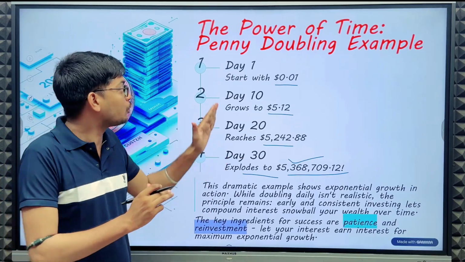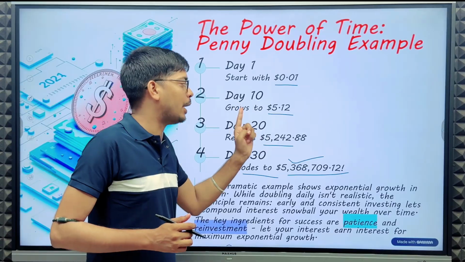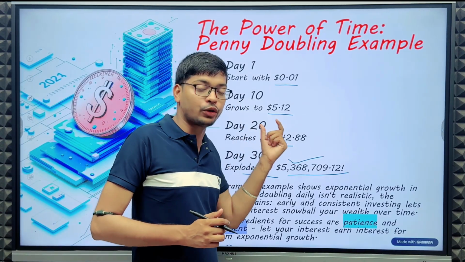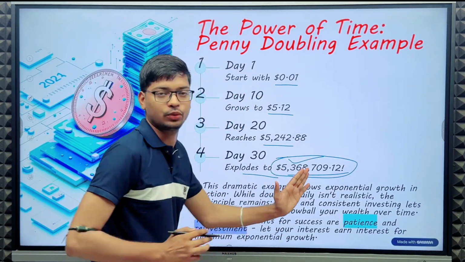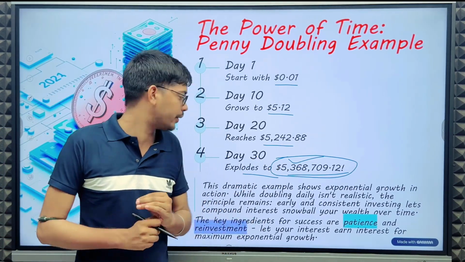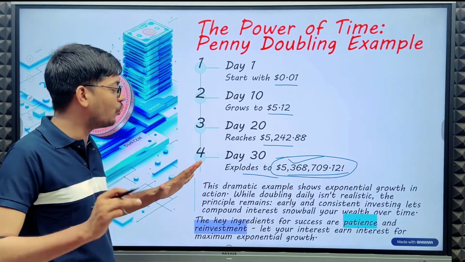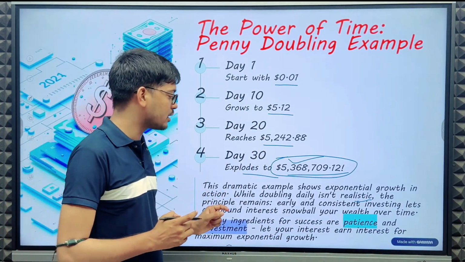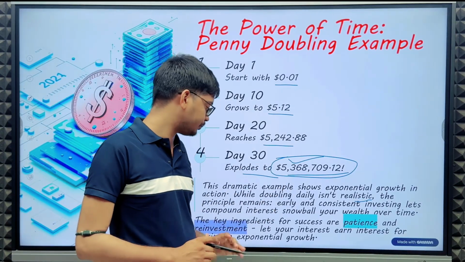So now you understand, one day start with $0.01, in 10 days $5.12, in 20 days $5,242.88, and in 30 days you get this kind of amount. Okay, it is completely the magic of compound interest. This dramatic example shows exponential growth in action. While doubling daily isn't realistic, the principle remains: start early and be consistent. Compound interest sows wealth.